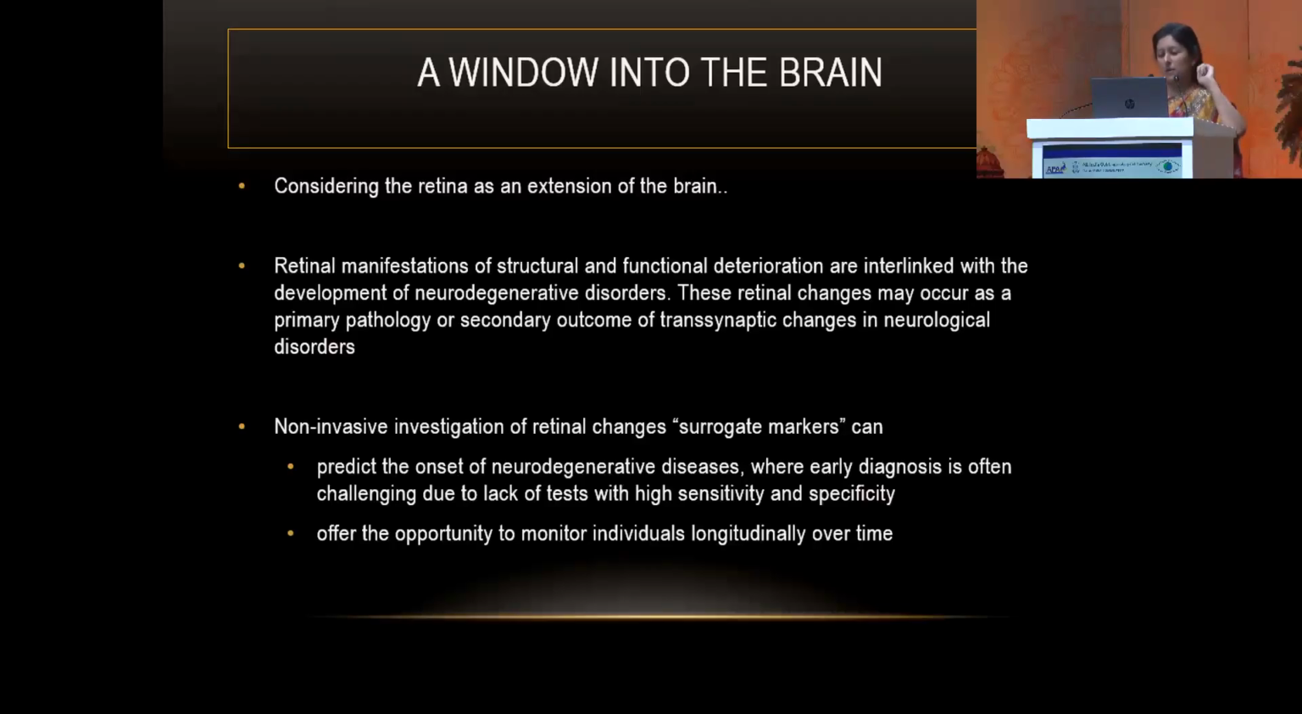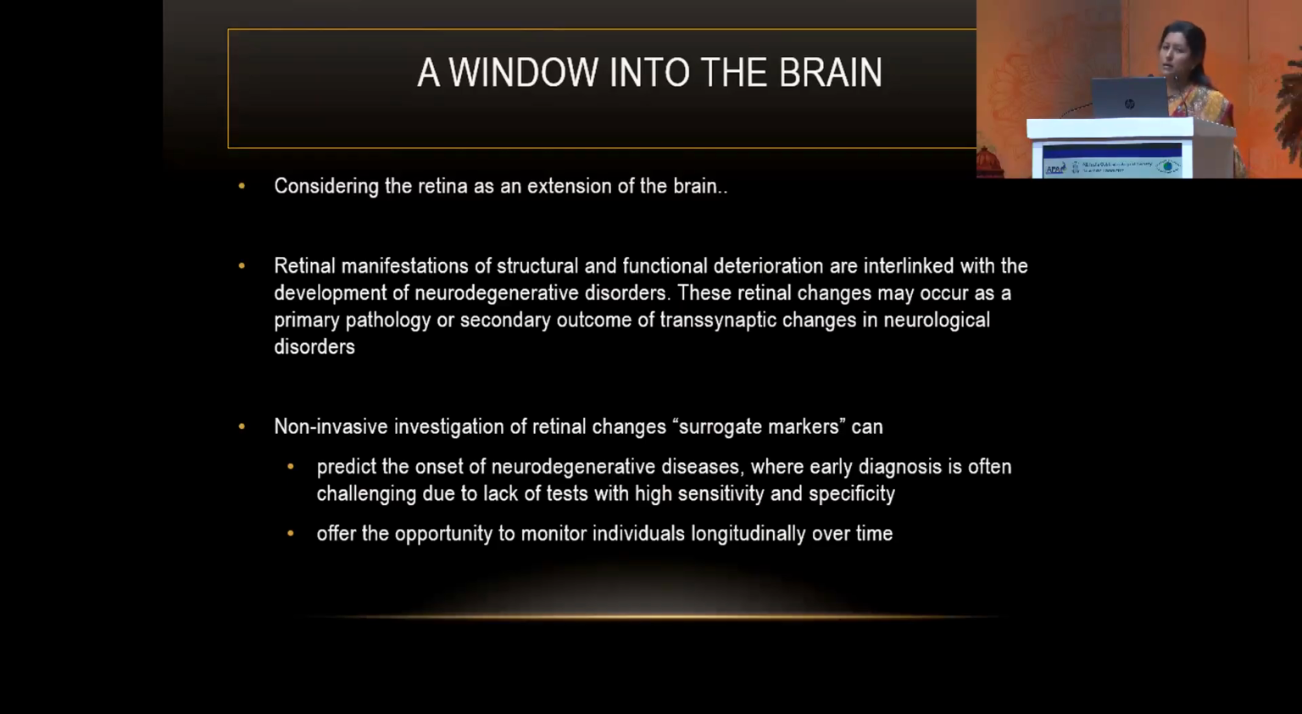Now coming to the second part of my talk, the retina is also an extension of the brain, as we know, and retinal manifestations of structural and functional deterioration are interlinked with the development of neurodegenerative disorders. In fact, extensive work has been done on this, and I feel that we underutilize our OCT in the field of neurodegenerative disorders. Now the retinal changes may occur, I'll just take 2 minutes more, as a primary pathology or secondary to the transsynaptic changes. As we know, the entire pathway involves the retina as well.